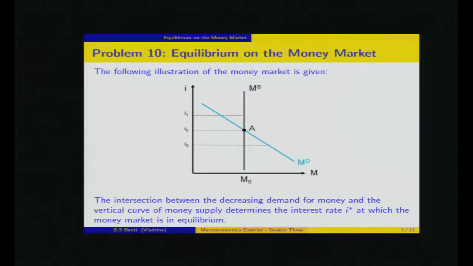Exercise 10 says the following: an illustration of the money market is given by the graphical representation, where you see money demand MD and MS. The intersection between money demand and money supply, which is actually a vertical curve, is a determinant of our interest rate I star. And at point A in the graph that you are seeing, we are saying that we are in money market equilibrium.